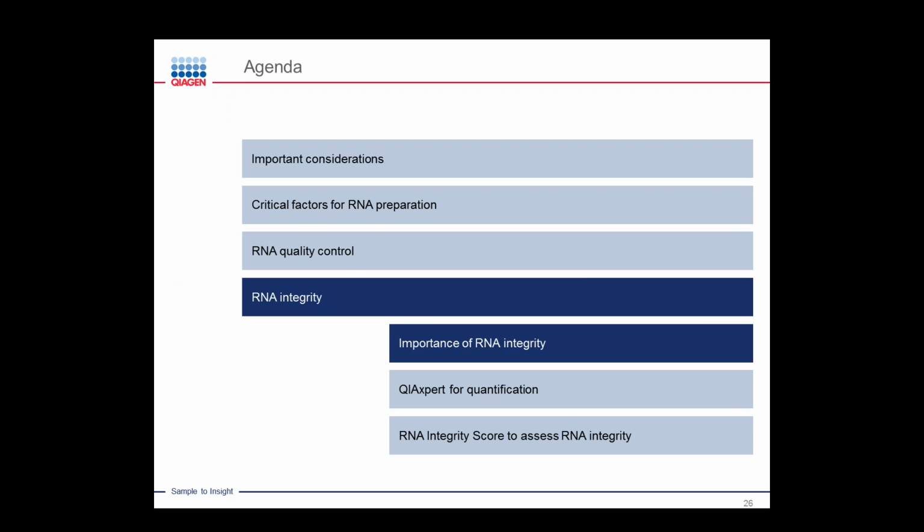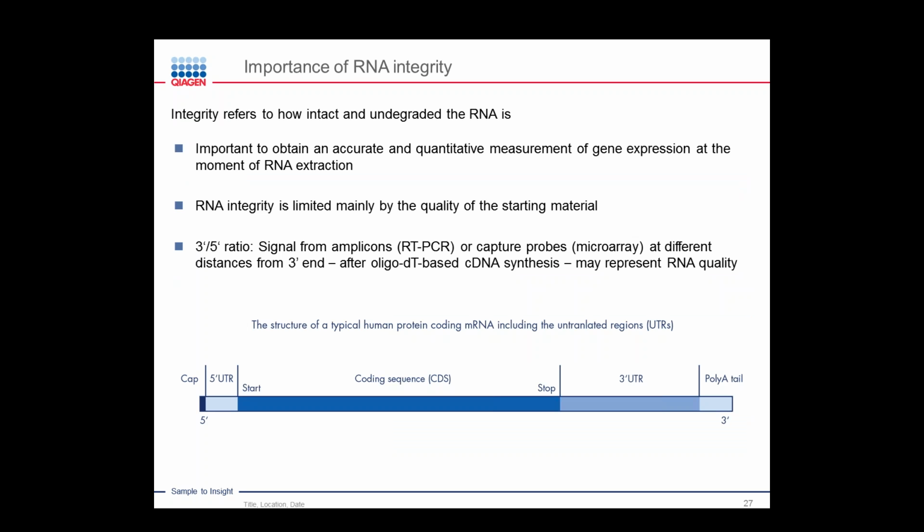In the next section, I would like to give you a general overview about the importance of RNA integrity. The term integrity refers to how intact and undegraded your RNA is. A high integrity is important to obtain an accurate and quantitative measurement of gene expression at the moment of RNA extraction. As I mentioned before, RNA integrity is limited mainly by the quality of the starting material, but also, of course, by the right storage and stabilization conditions.